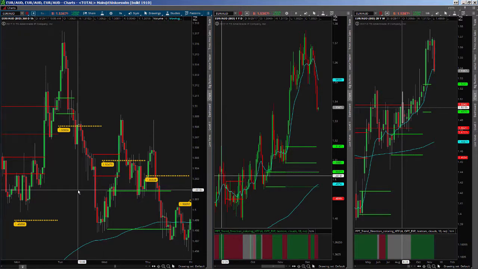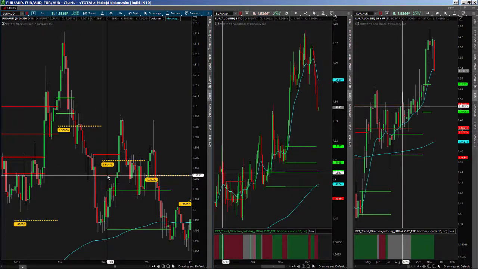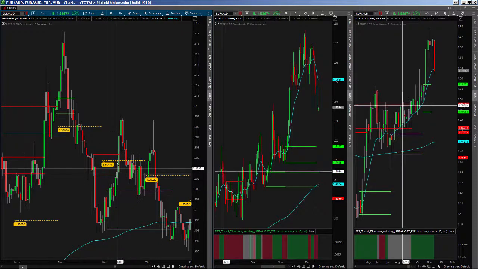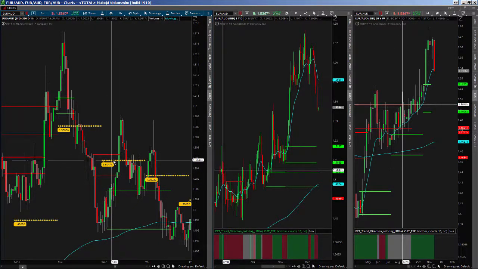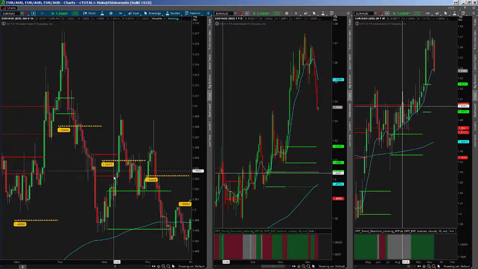Okay, so remember there's only two trade types I'm looking for. Trade type 1 is if I have a zone on the hourly that happens to fit inside of a weekly zone or a daily zone, but it has to be a fresh zone. Or if I have an L24 inside of a zone. Now if I have both, then I want to go with the L24.